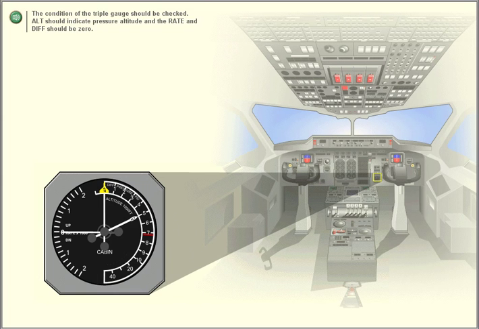The condition of the triple gauge should be checked. Alt should indicate pressure altitude, and the rate and differential should be 0.